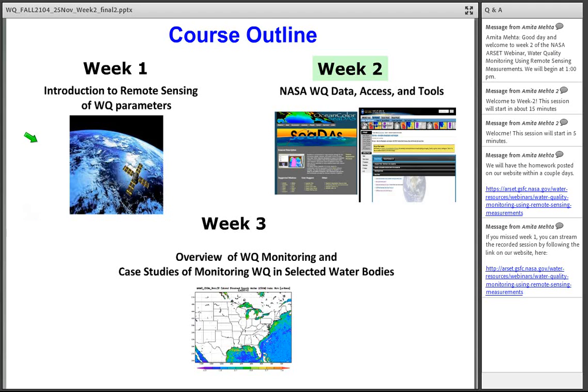So this is the outline of the entire course. In the first week, we went over an introduction to remote sensing, features or attributes that we need to know about remote sensing, and background in water quality parameters. This week now, the focus is going to be on NASA water quality data available from various satellites and sensors and how to access these data. So there are web-based tools that help access these data. So we will go over this information today.